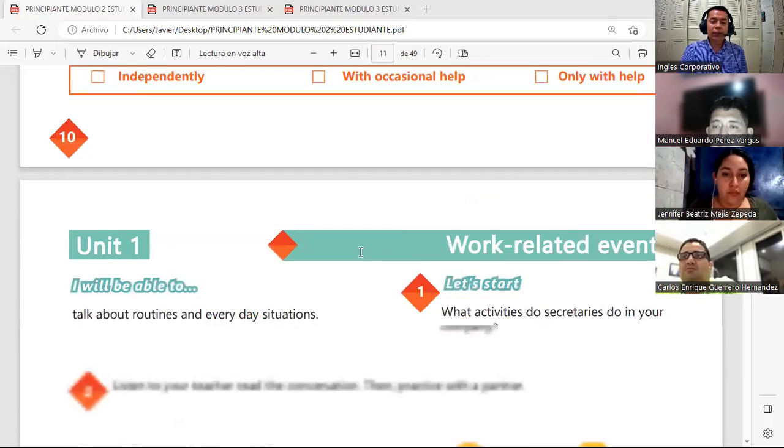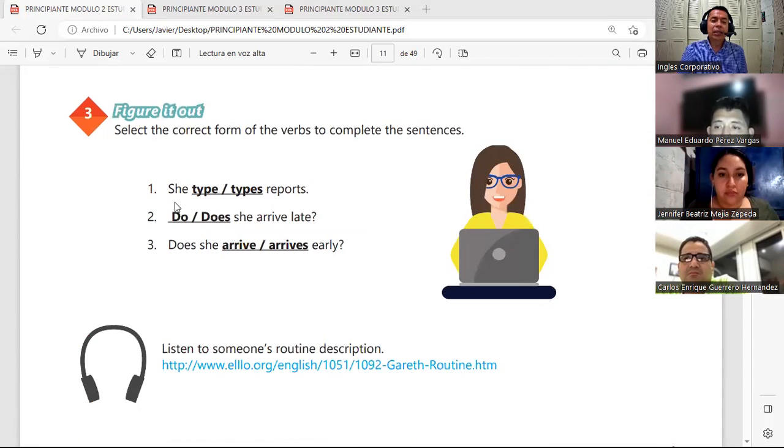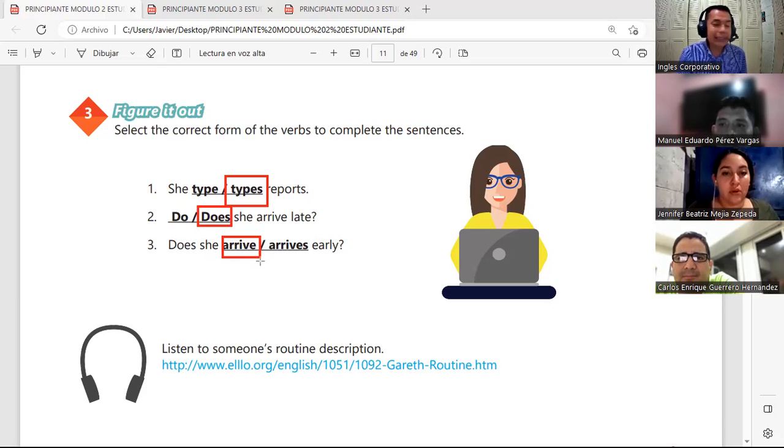Good, let's continue, right? Then we were learning about this conversation. She type or she types? We made this, right, in class, I remember, yesterday. She types. Right? Type. Good. Type. Because an extra S, types. Good. Does she arrive or do she? Does. That's right. Does she arrive or does she arrives? Arrive. Good. Because remember I say, according to the rule, when you use the auxiliary does, it's not necessary to add the S to it, right? Okay?